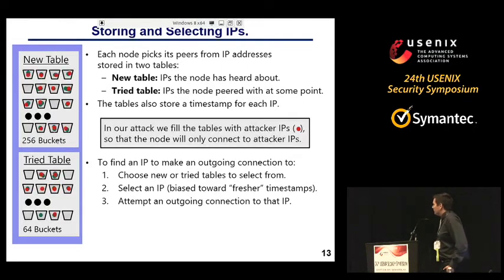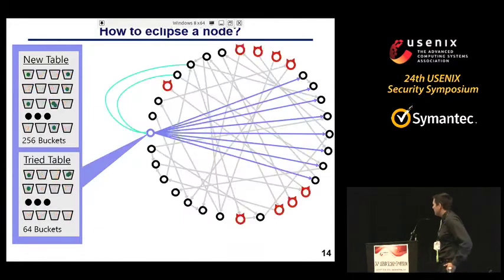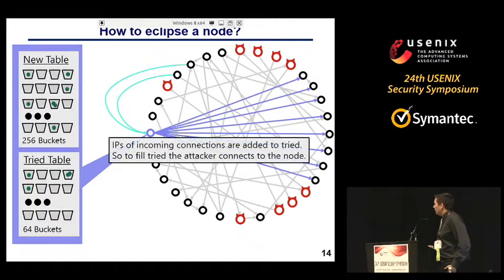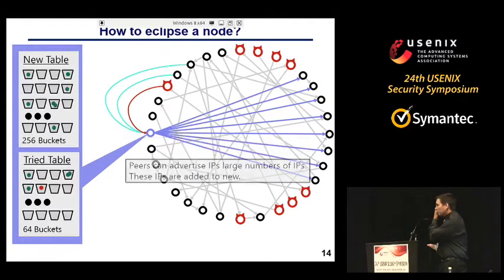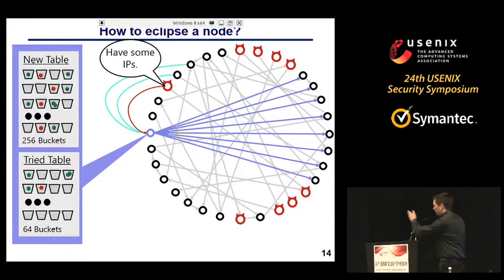So what the attacker wants to do is just fill these tables up with attacker IPs represented by the red circles, so that when it goes to choose an IP address, it has no choice but to choose attacker IPs. Furthermore, the attacker can tilt the game in their favor by ensuring that their IPs are always the freshest IPs. So how does the attacker actually get IPs into these tables? Well, whenever a node makes a connection to another node, it gets its IP in the tried table of that node. Furthermore, once a connection's been established, a node can announce additional IPs, and those go in the new table.